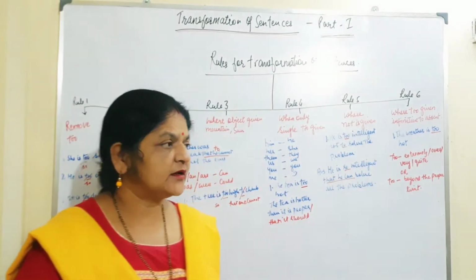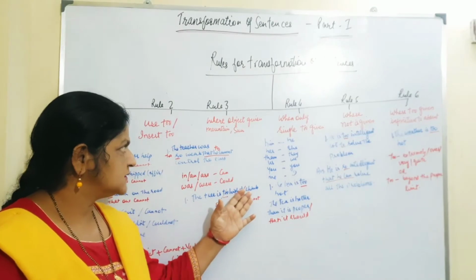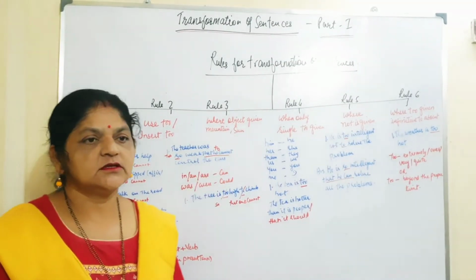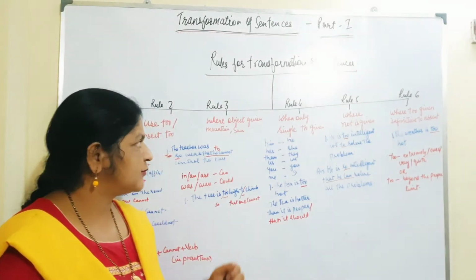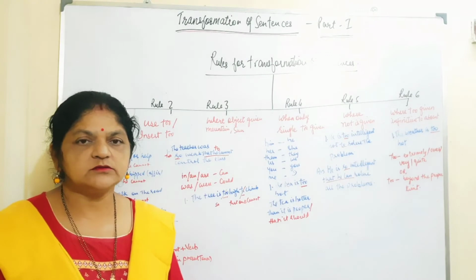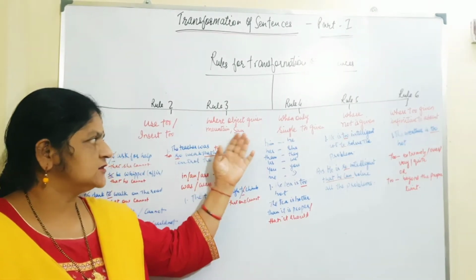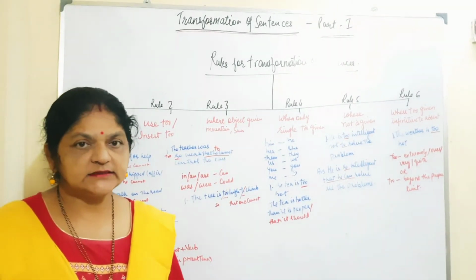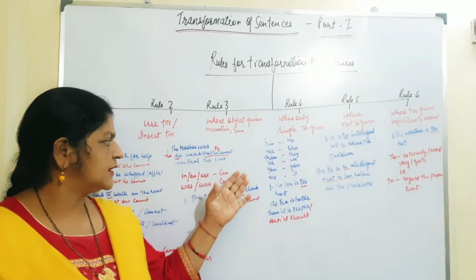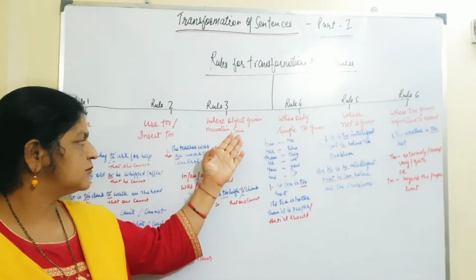Similarly, we can see these examples. The sun is too hot to go out. We can write this sentence in two ways. The sun is so hot that one cannot go out, or the sun is so hot that no one can go out. Now, next example, it is too cold to go out.